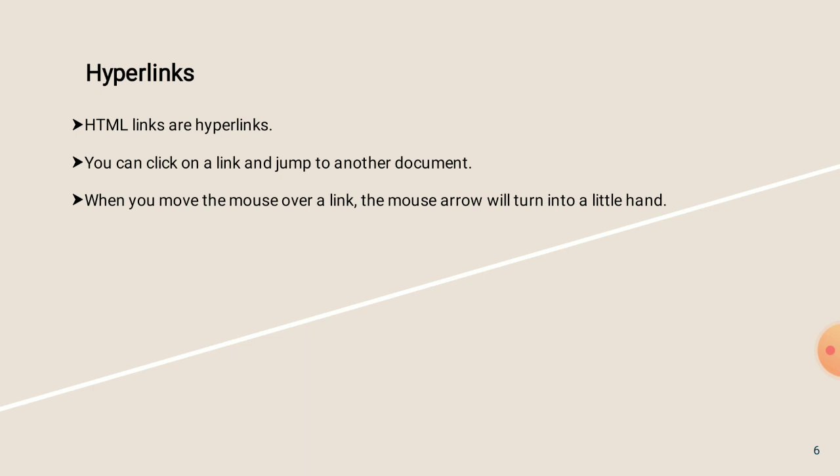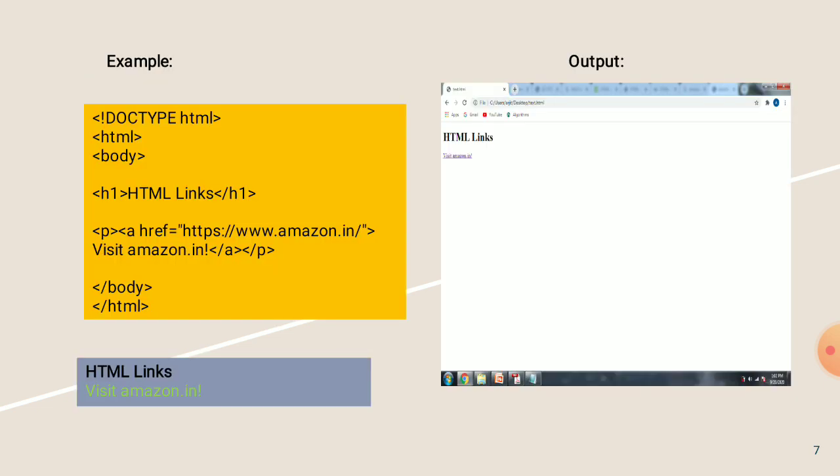So HTML links are hyperlinks. You can click on links and jump to another document. When you move from one link to another link, this is part of a hyperlink. Then we can easily create a single link as a hyperlink in a web application.